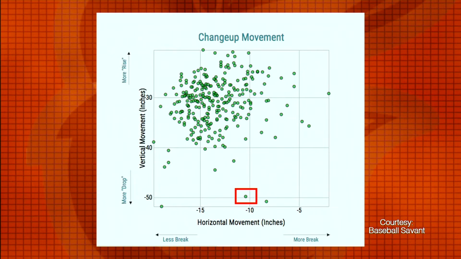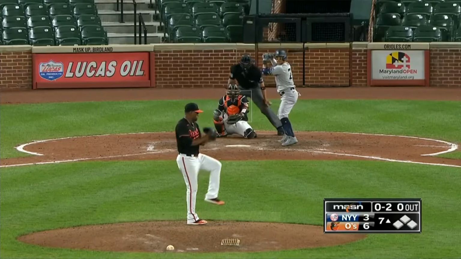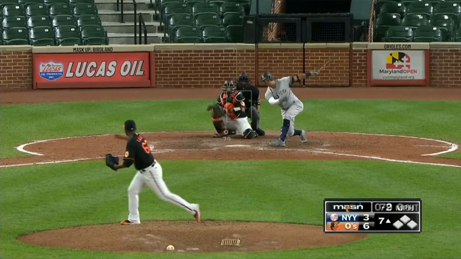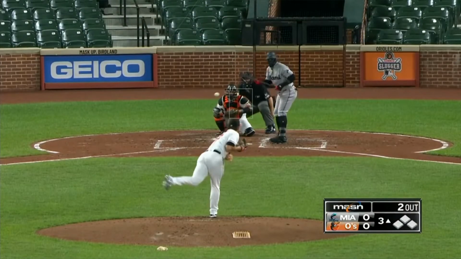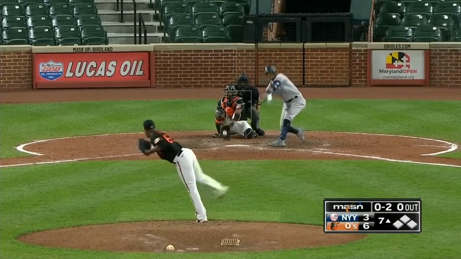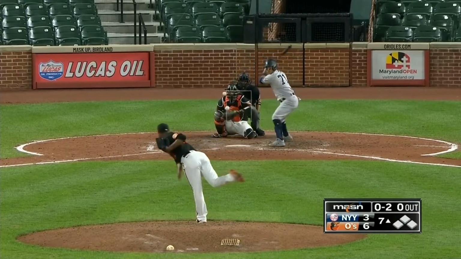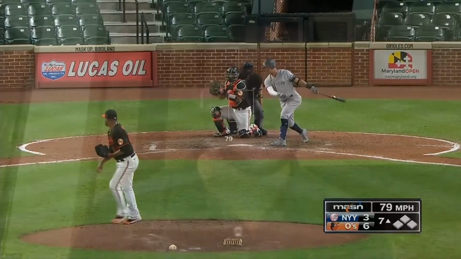50 inches of drop is a lot of drop compared to a guy like John Means, who doesn't get as much. As we take a look at César Valdez's changeup, you see it fall off the table. John Means, just 21 inches of drop. If we take a look at the two at the same time, you can see that there is a 2.5 foot difference between those two changeups.